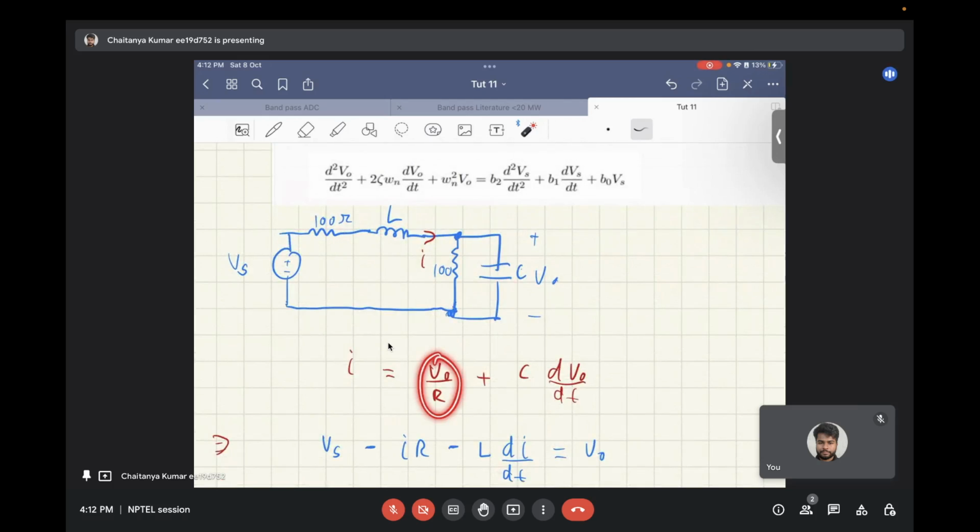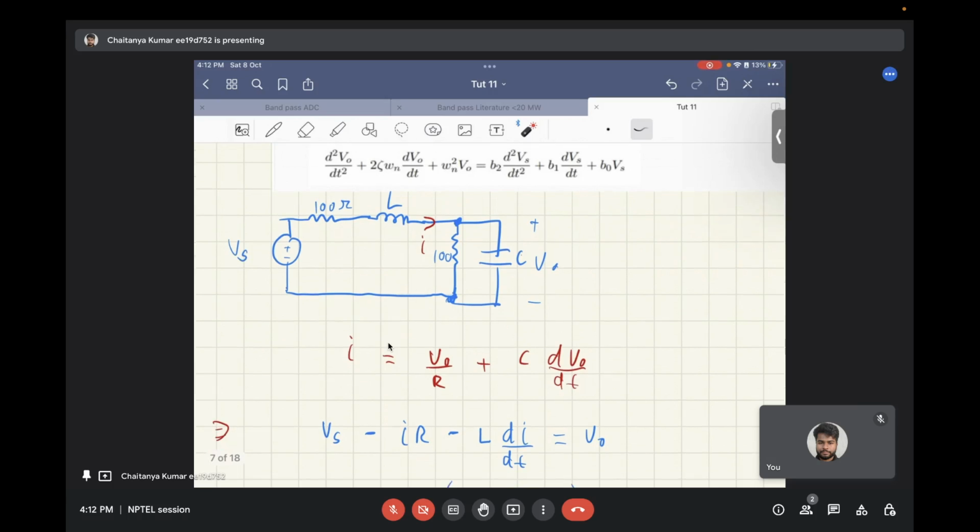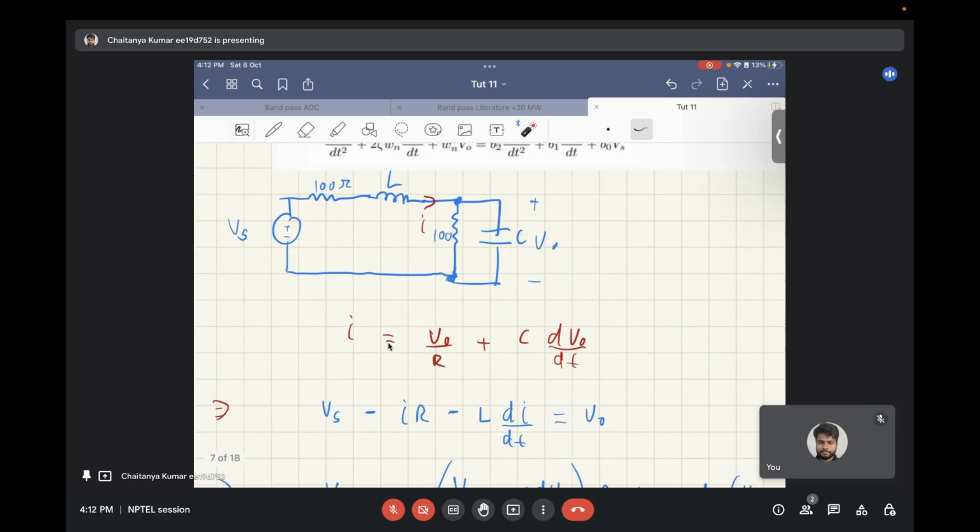Now, the current flowing in the resistor is straightforward, that is V naught by R. And since V naught is the voltage developed across the capacitor, the current flowing through it is C dV naught by dt. So the total current flowing inside this resistor capacitor parallel combination is V naught by R plus C dV naught by dt.